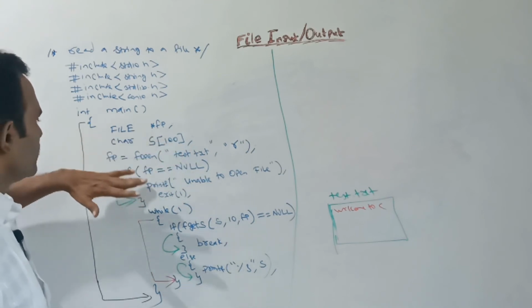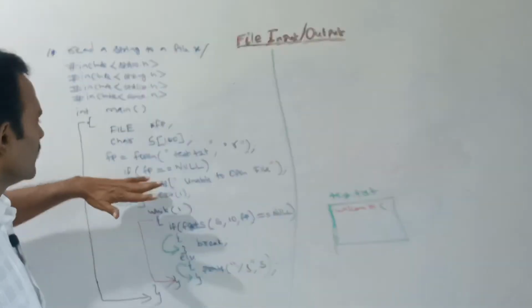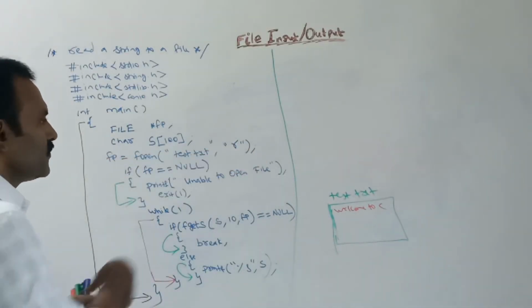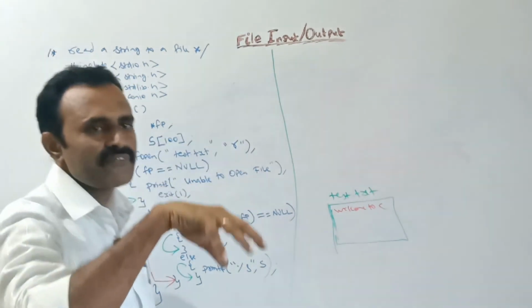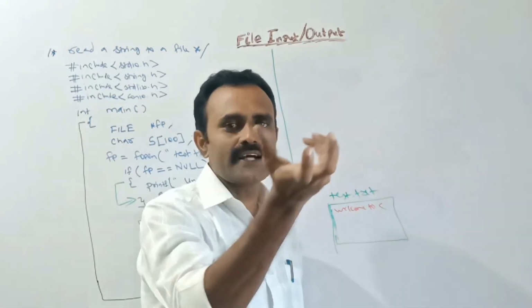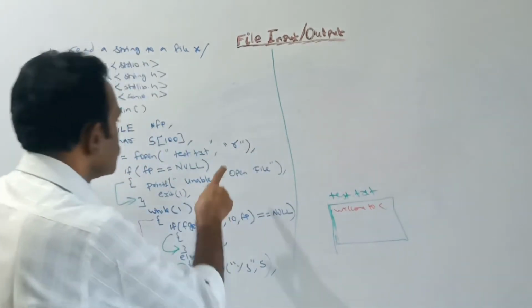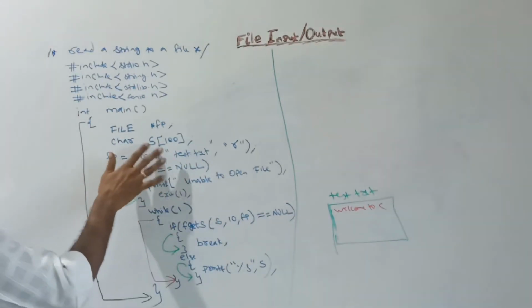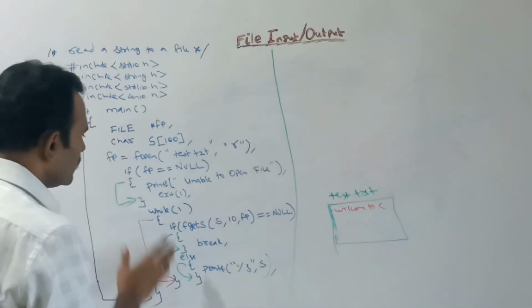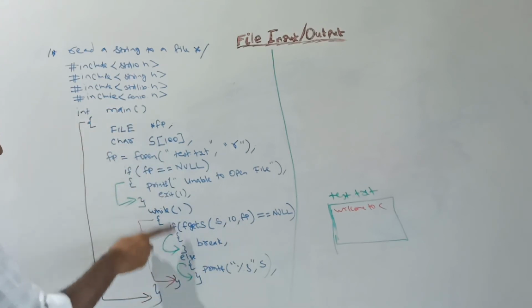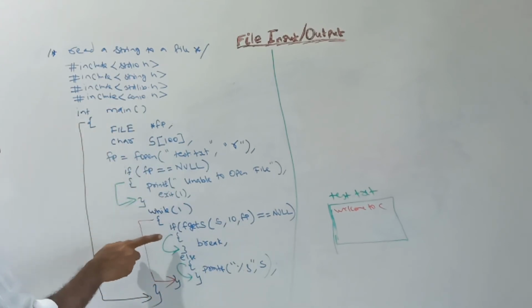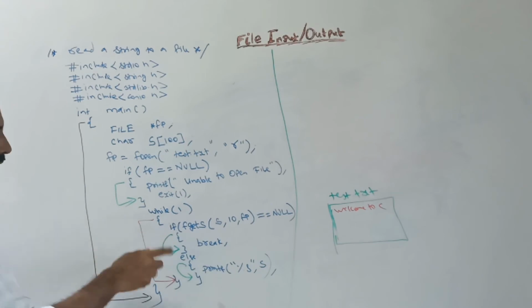Next fp, the file pointer. Here I am opening the file in read mode. This one, which mode? Read mode. Now we are going to read the content inside the already existing file. What the content is inside, that content we are going to read. So read mode. Next, if the file pointer is null, it will print unable to open. Suppose it is not null, then it will come here. This one is an infinite loop. Infinite loop means until we give a break, the iteration will be repeated.